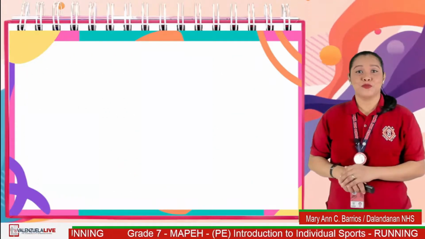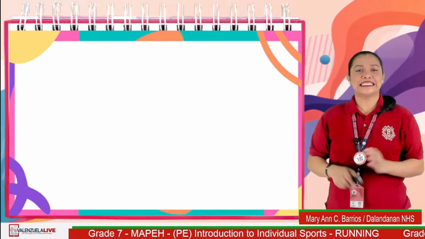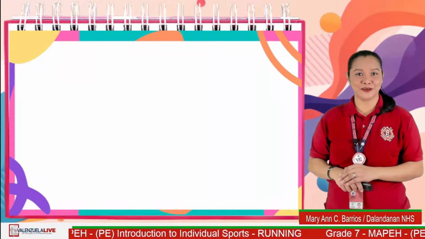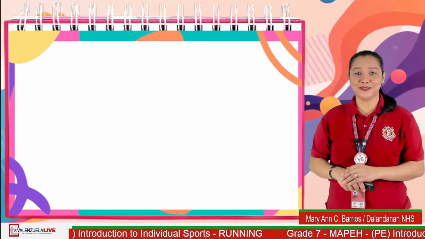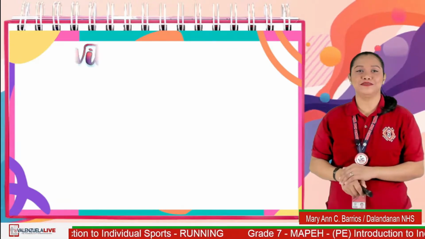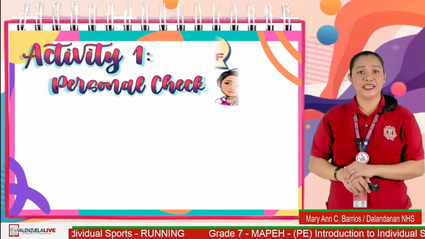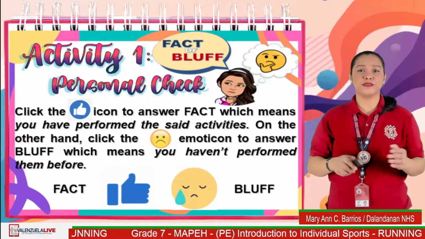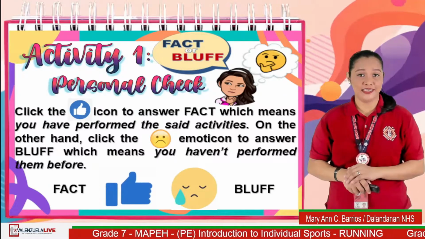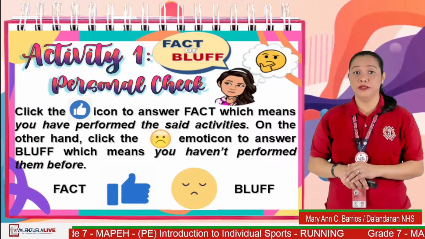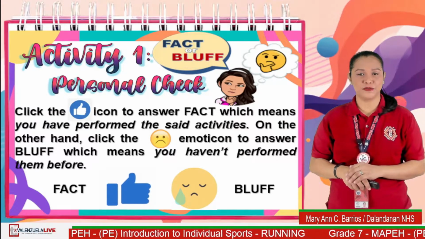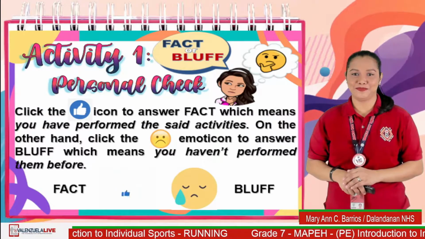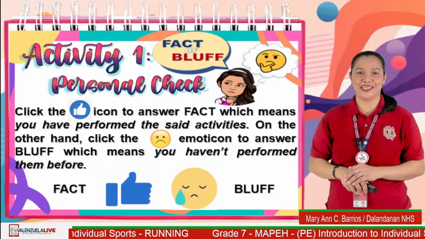Now, learners, we will move on to the next activity. Since you did well in the previous activity, do you want to find out what's in store for the next level? Let's do the fact or bluff. Read each statement carefully. Click the like icon to answer fact, which means you have performed the said activities. On the other hand, click the side emoticons to answer bluff, which means you haven't performed them before. You will be given 5 seconds to answer each item. Are you ready? Let's begin.